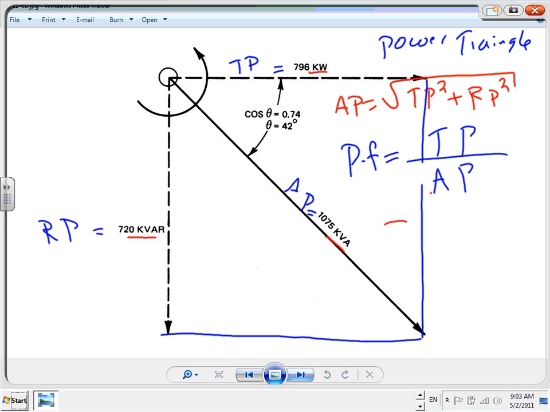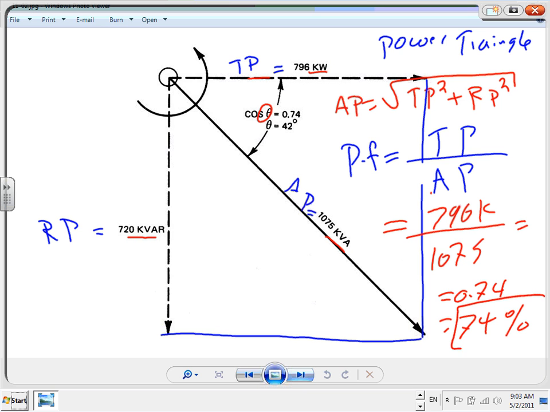So for this one, guys, what's the adjacent? Adjacent to this angle here. Here's my adjacent to this angle. Here's the hypotenuse. So you take the 796K, divide this one by 1075. If you guys do the math on that one, what do you get? Is it 0.7? Thank you. 0.74, which is in reality 74%. Bad power factor.